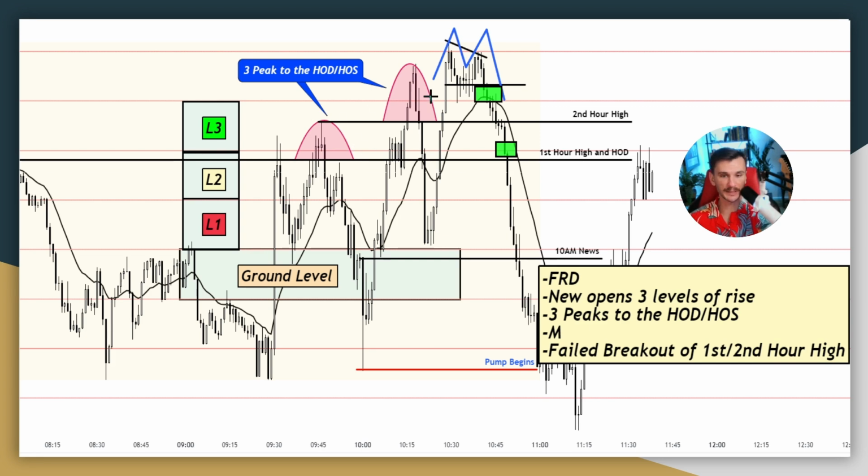After a 3 peaks pattern, this is the first hour high, this is the second hour high after 3 levels of rise. There's an M at the high of the day. It breaks down coming into the third hour. The breakout of the first and the second hour fails and goes vertical after 3 levels of rise, back down to where that pump began at 10 o'clock.